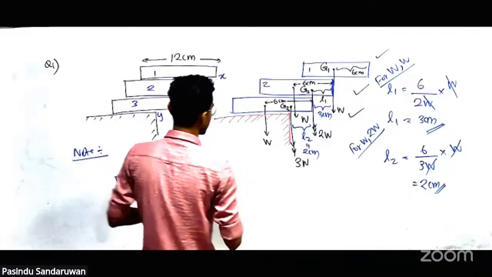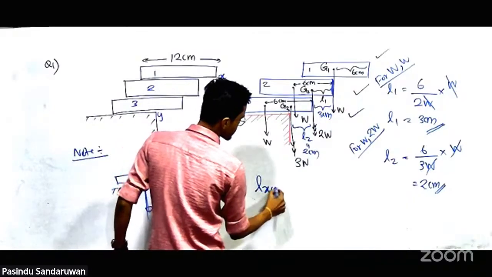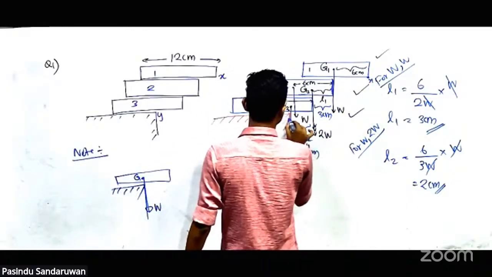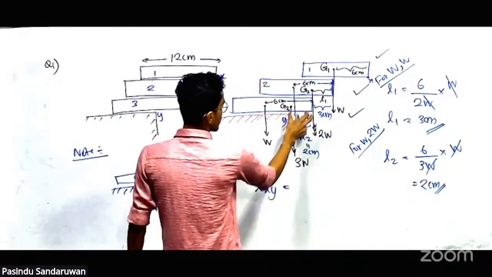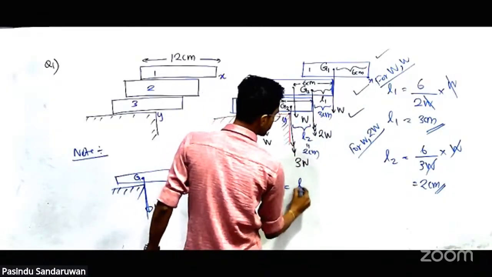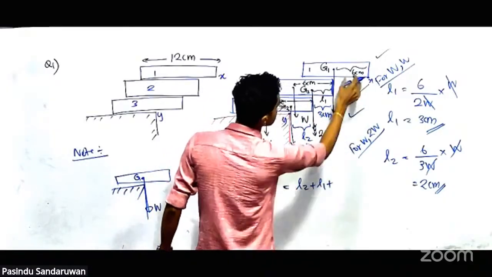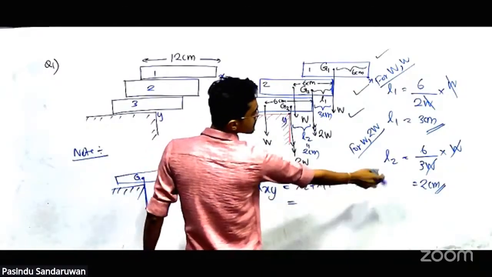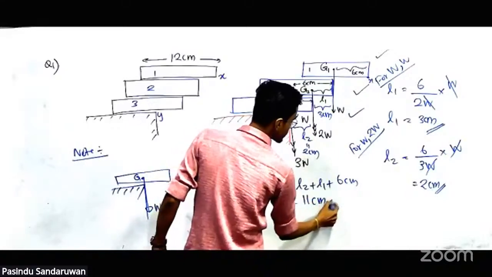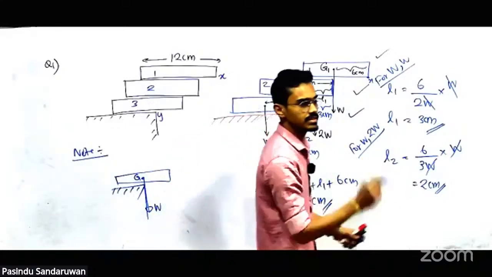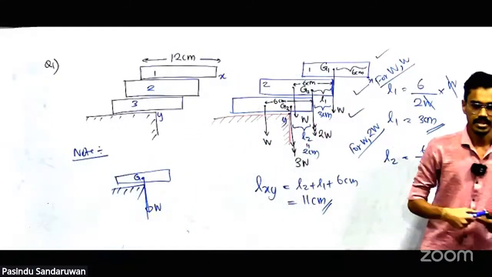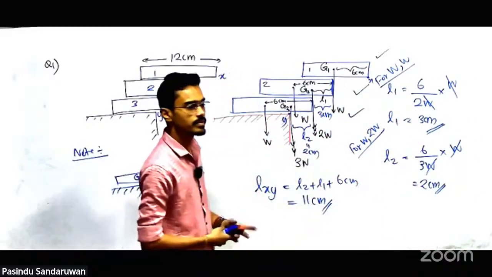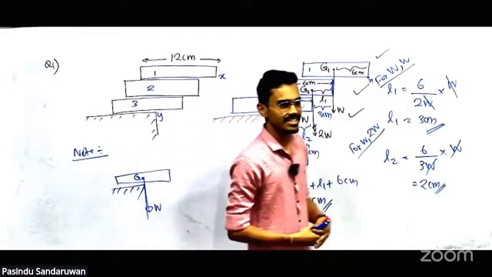So the distance between x and y, Lxy, let's say: point x was here, y is here. Right? L2 plus L1 plus 6. L2 plus L1 plus 6. What's that? 5, 11 centimeters. See, that is the thing. Correct? You can't just imagine how this is going to be in equilibrium and find it out. You have to do the calculation.